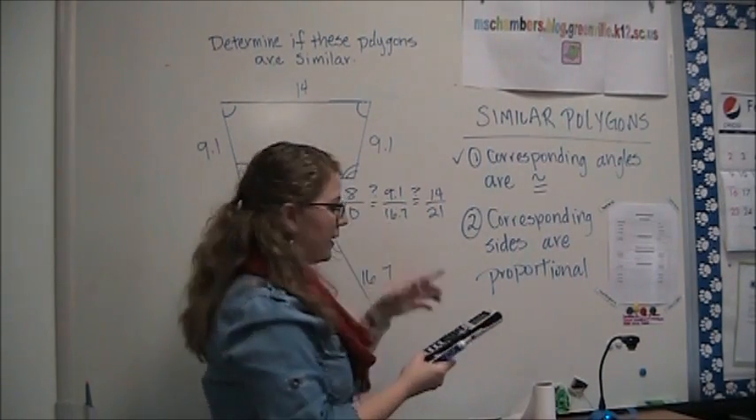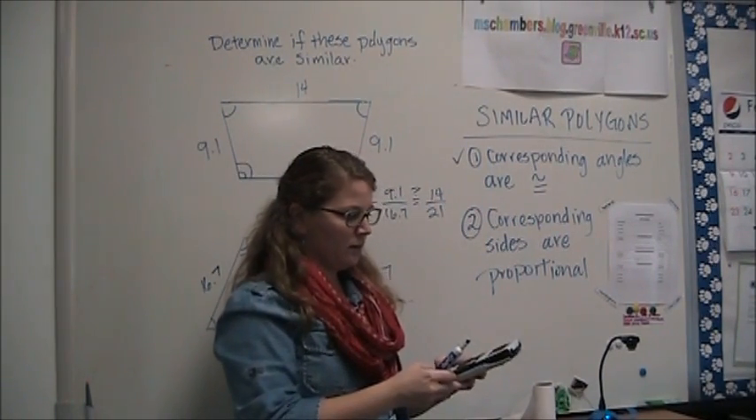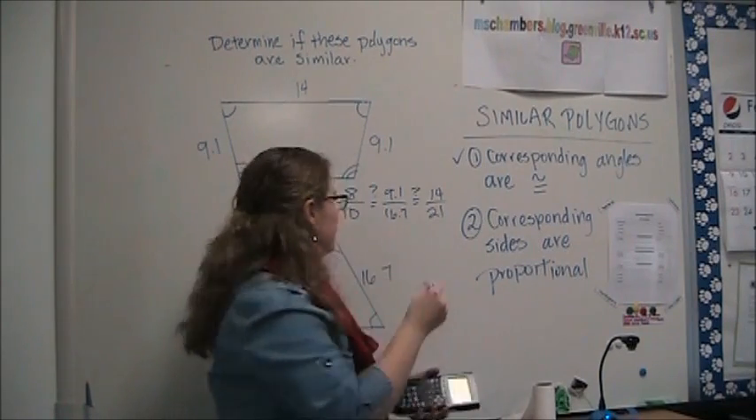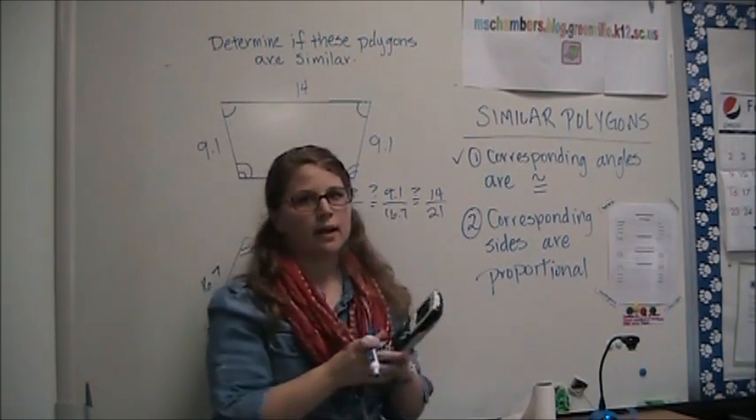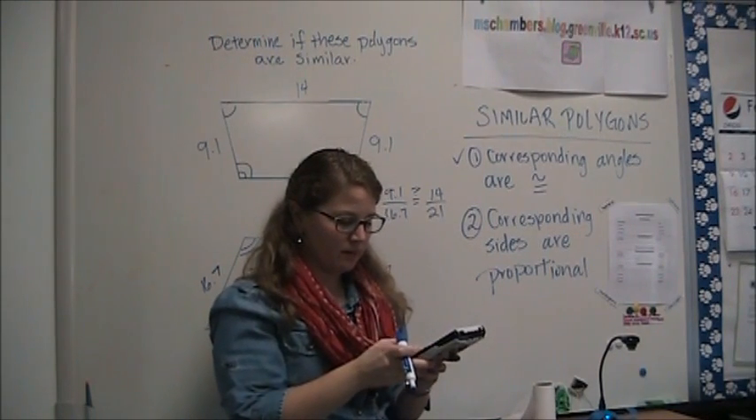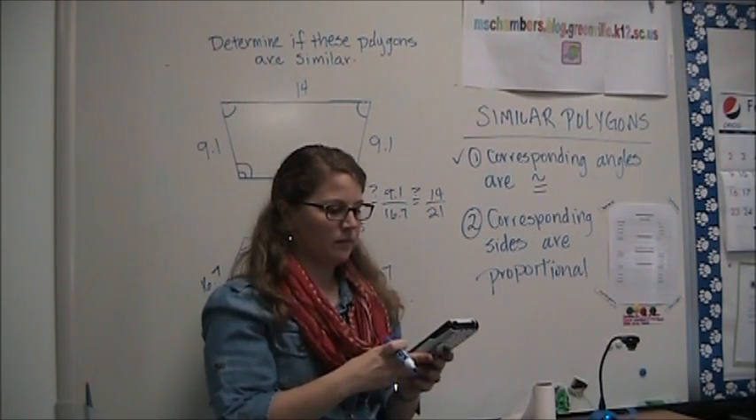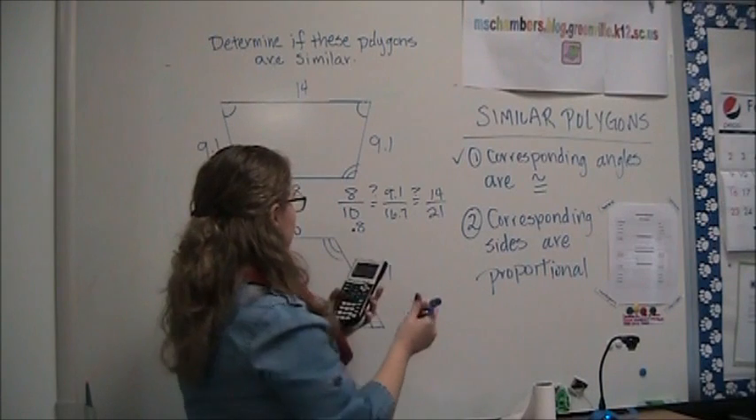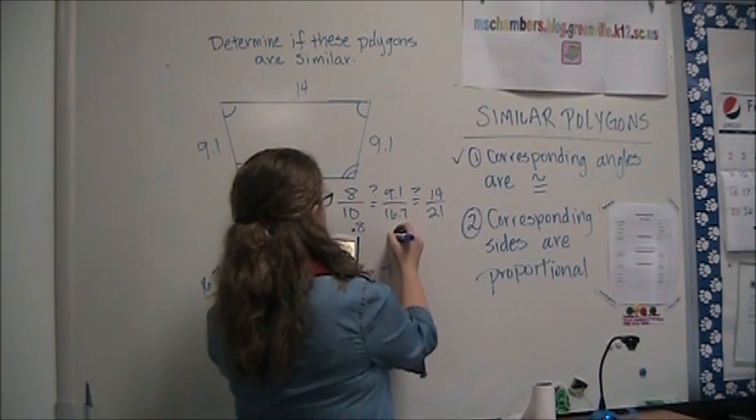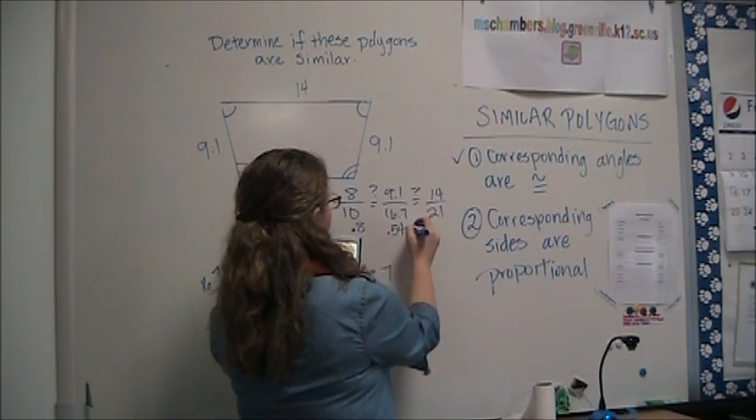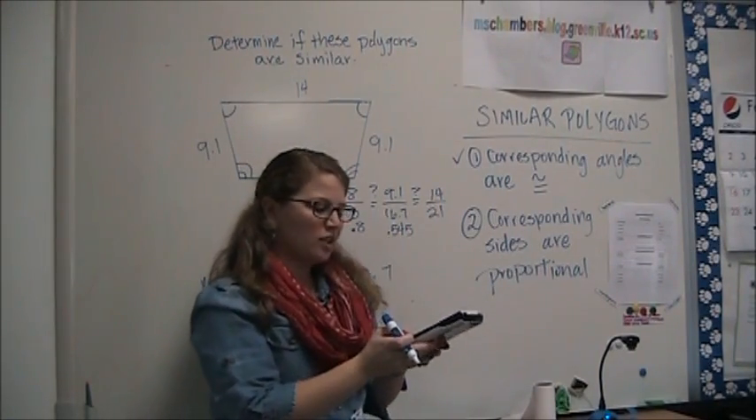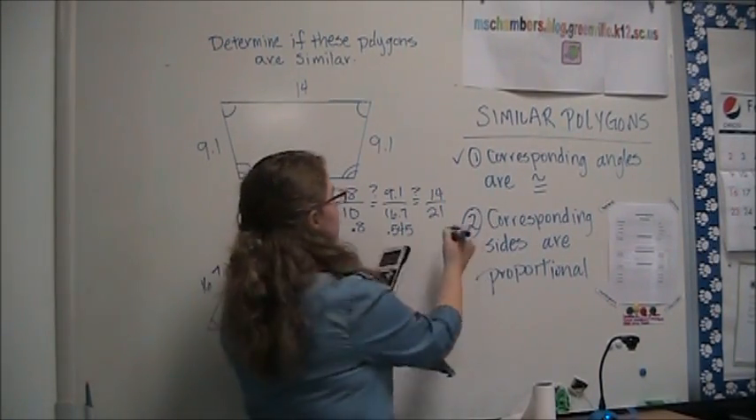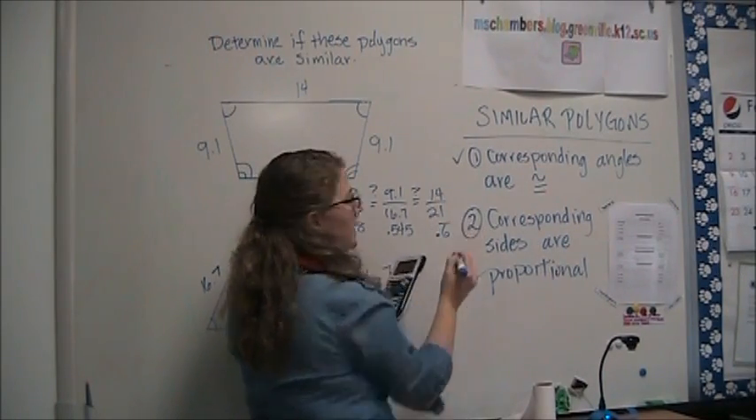So 8 divided by 10, which is 0.8. 9.1 divided by 16.7, which is 0.545. 14 divided by 21, just out of curiosity, is 0.6 repeating.